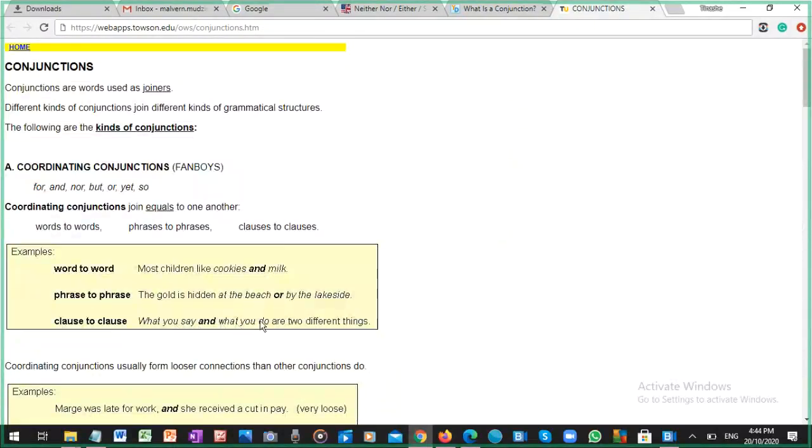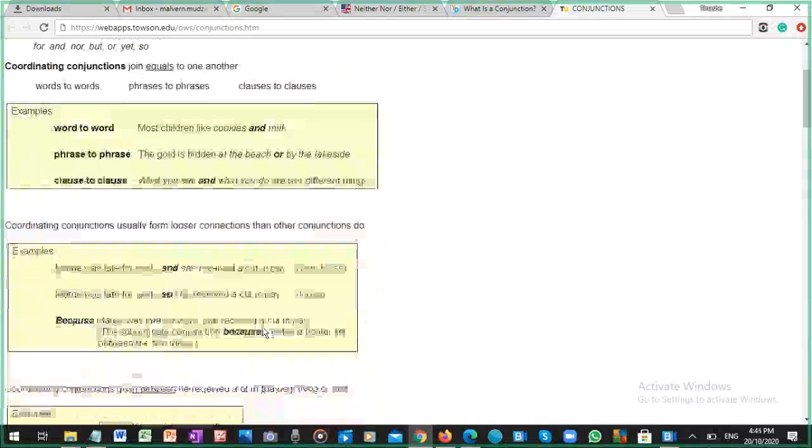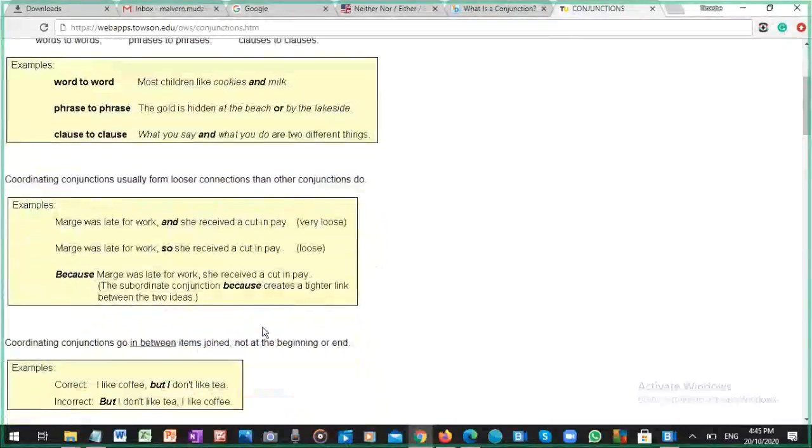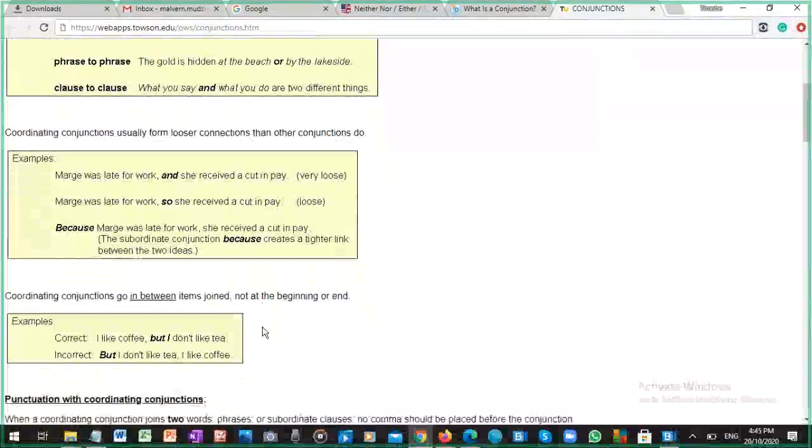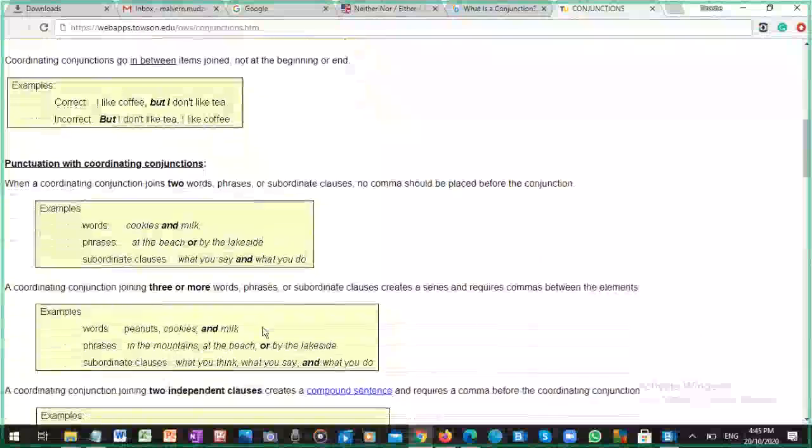The next one we have is: What you say and what you do are two different things. Does that statement make sense? Okay. So the conjunction is and, and it's used to join what you say and what you do. Does that make sense? Okay. All right. Then, see more examples.